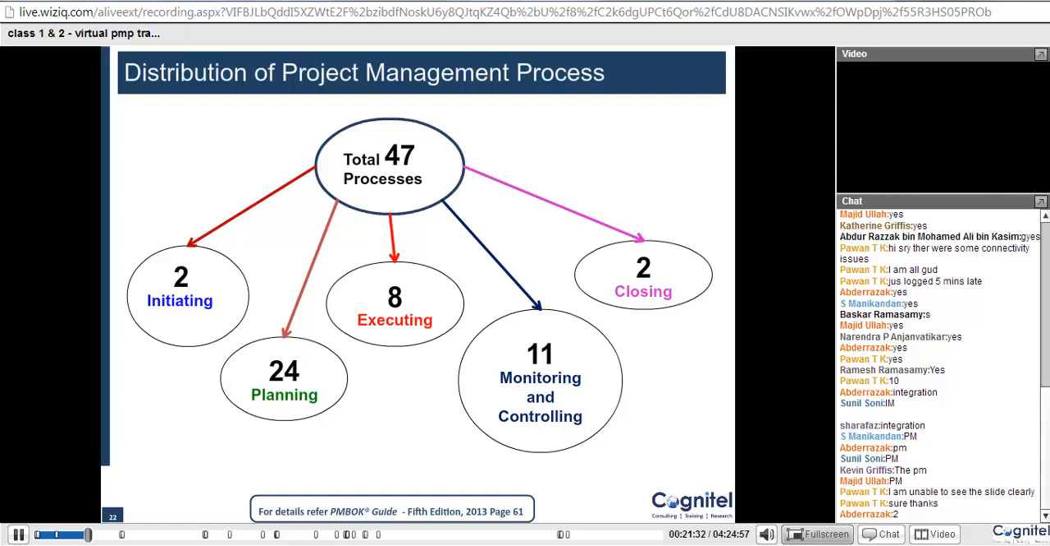So in total there are 47 processes. 2 belong to initiation, 24 belong to planning, 8 belong to execution, 11 to monitoring and controlling, and 2 to closing. This is just the distribution.